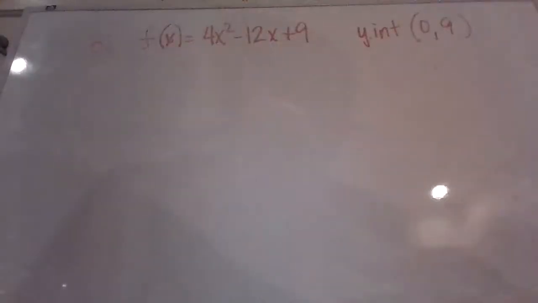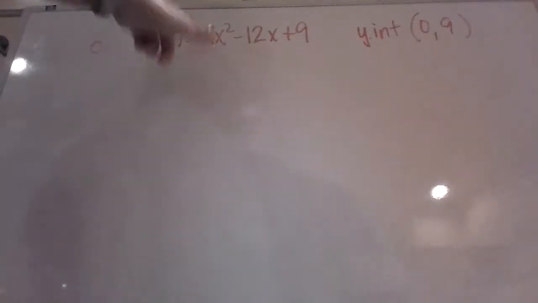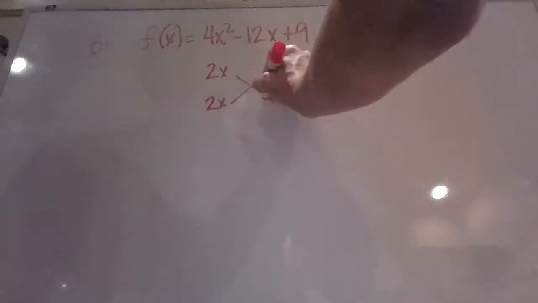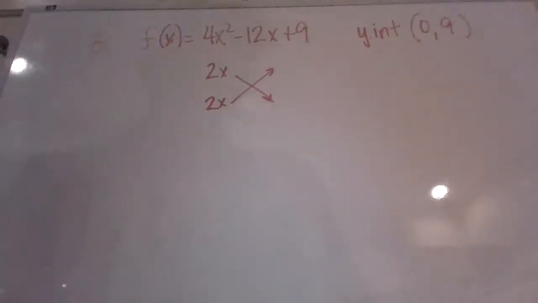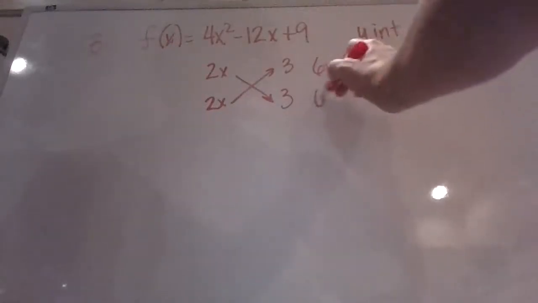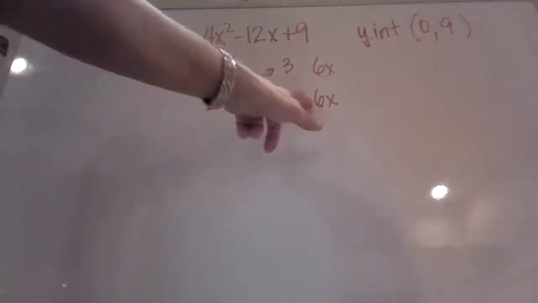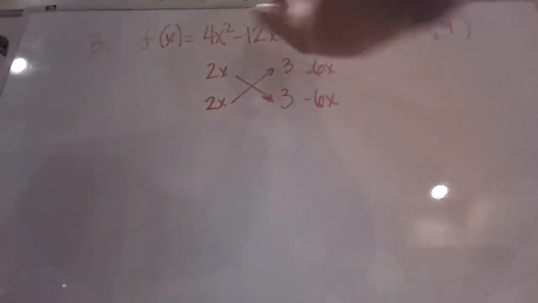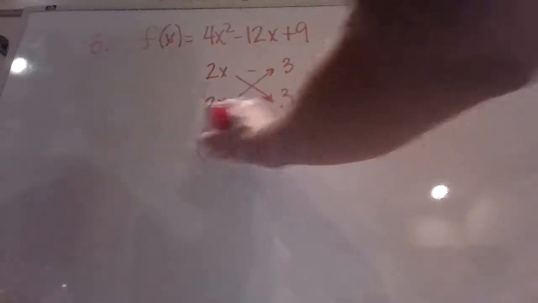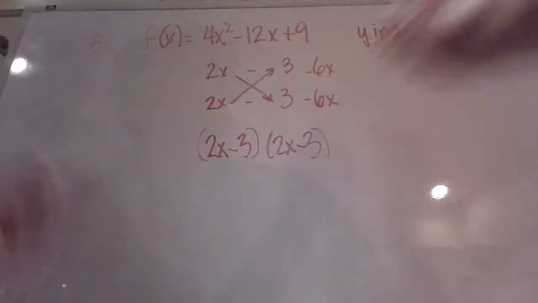Now it wants me to break it down and graph it. Okay, well, I can't divide this out, but I can break this down as 2x and 2x and see if this works. What times what equals 9, which is 3 and 3. Multiply that up, it's 6x and 6x. Both of these signs can be negative to get it to equal a negative. So now I have 2x minus 3 and 2x minus 3 to get my zeros.